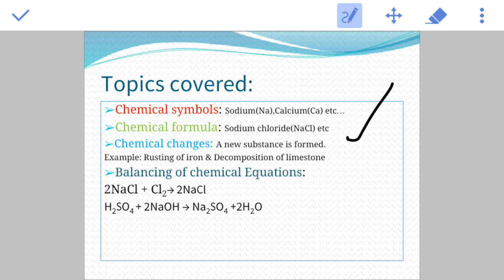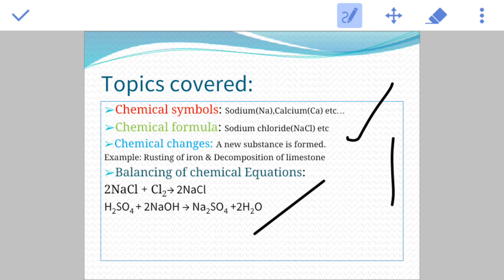dioxide. The next topic is balancing of chemical equations, in which we have done that the mass of the reactants is equal to the mass of the products. It means that the mass of the reactants must be equal to the mass of the products, just like Na plus Cl2, so what we get here is 2NaCl. The next one, H2SO4, NaOH, Na2SO4, 2H2O. So we have to balance the equation. Now come to the topic.